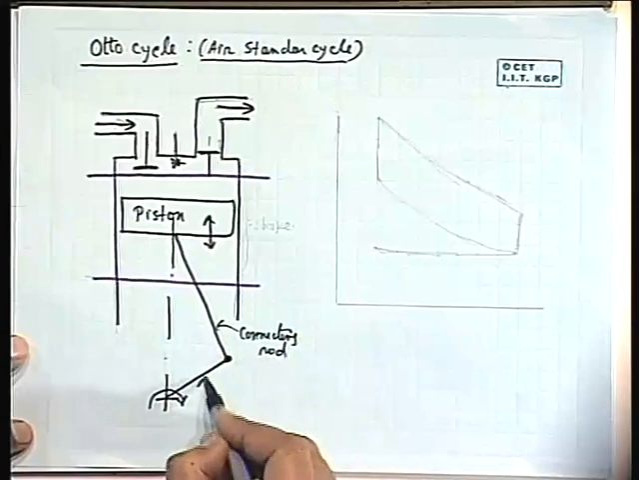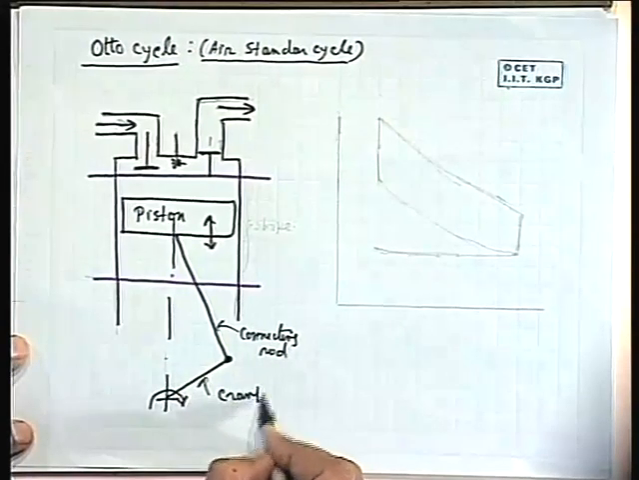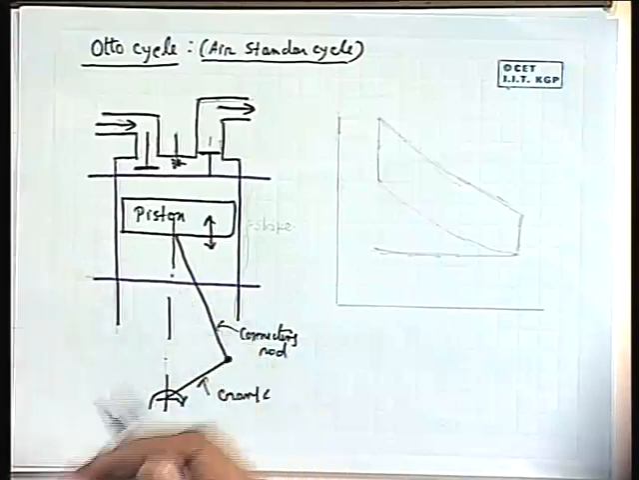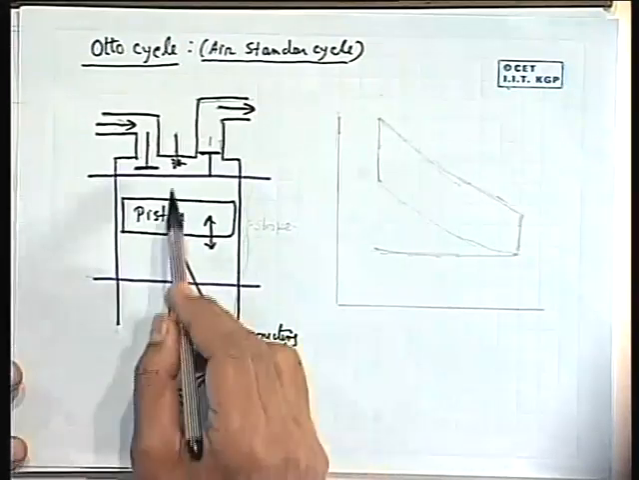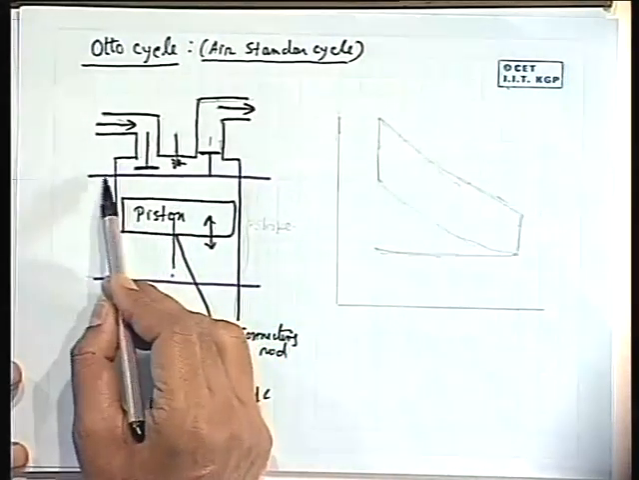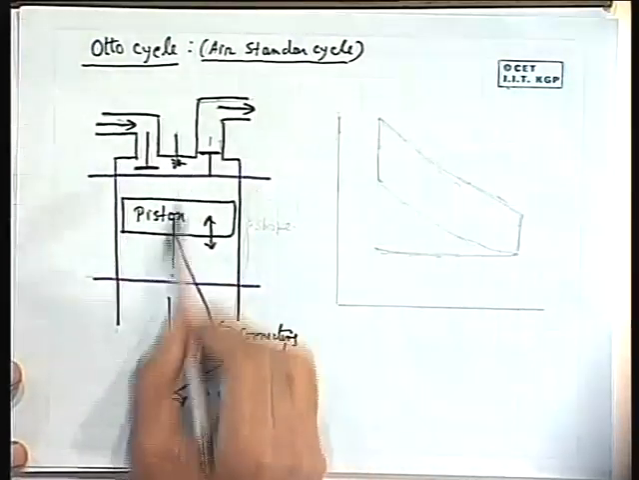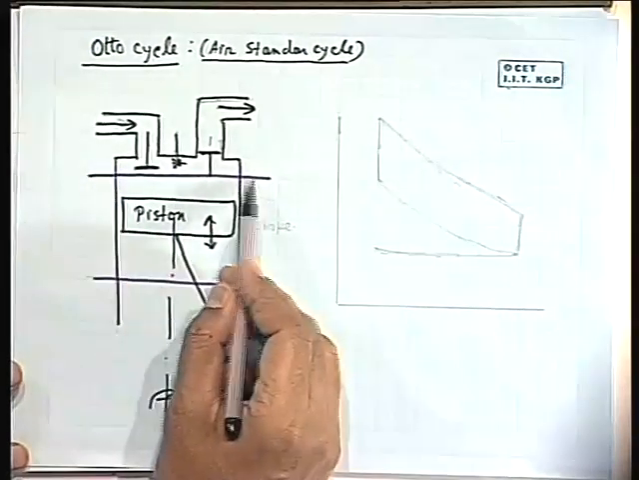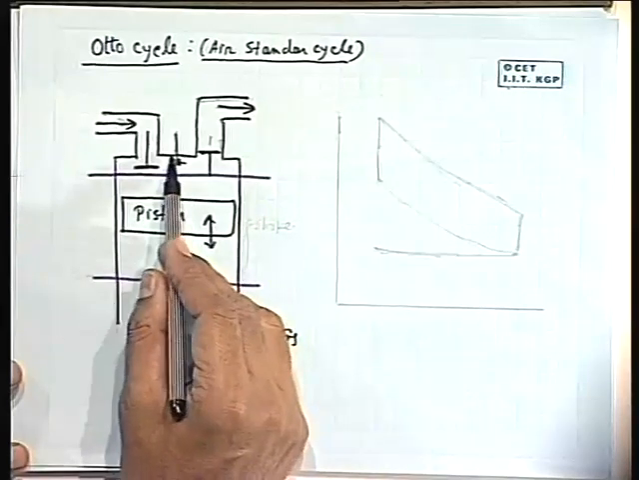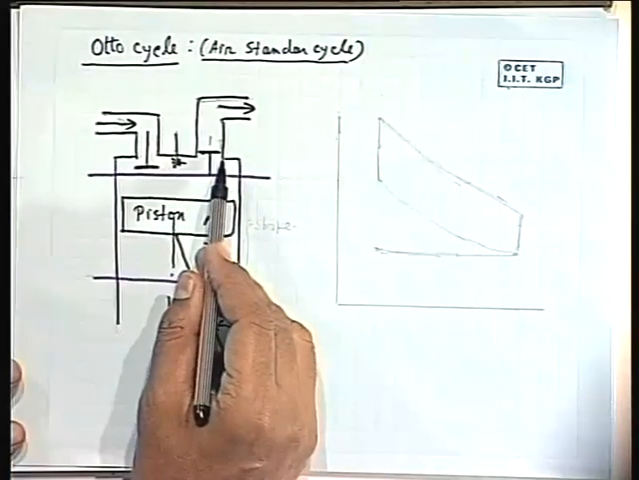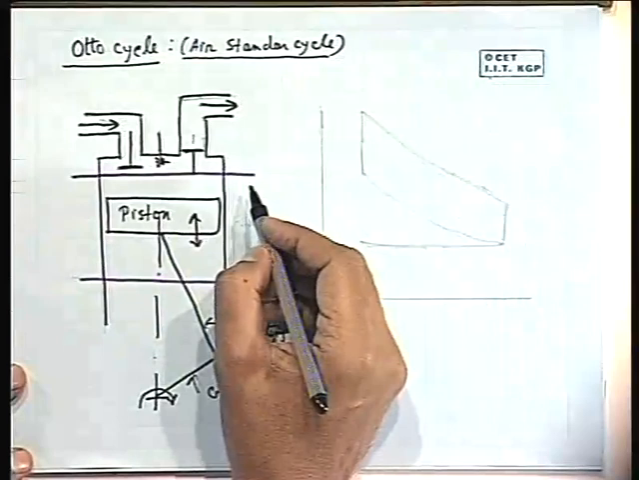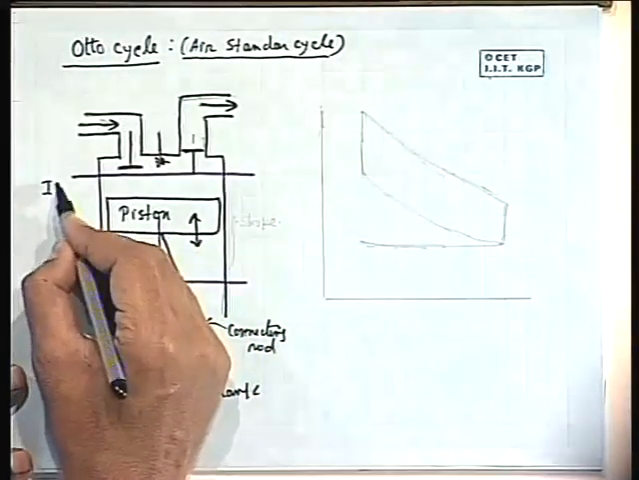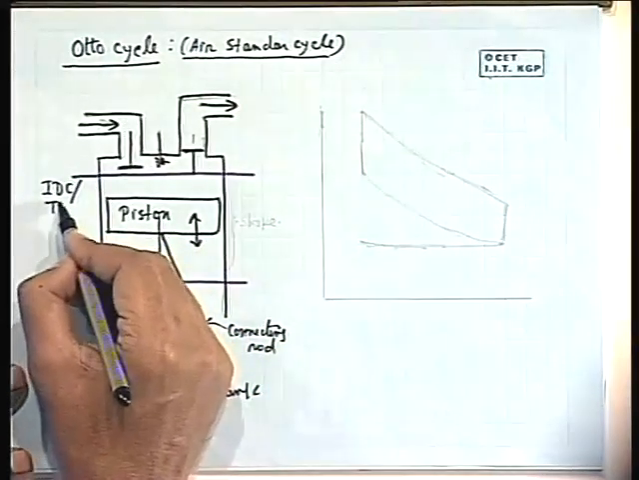This is one of the classical mechanisms by which the rotary to reciprocating, or reciprocating to rotary, conversion may be made. Now it reciprocates within the cylinder between two limits. That means the innermost point or innermost plane to which it can go without hitting the head of the cylinder is known as inner dead center position, IDC, or TDC, top dead center.